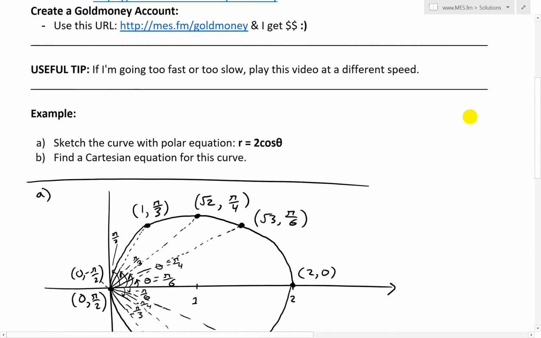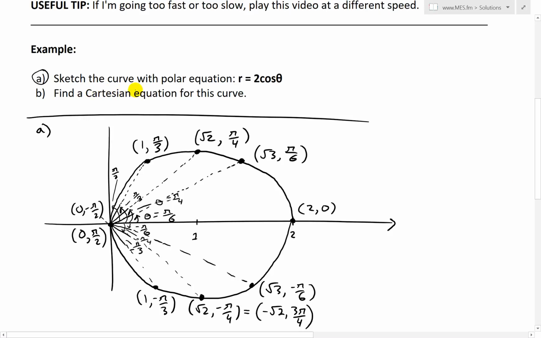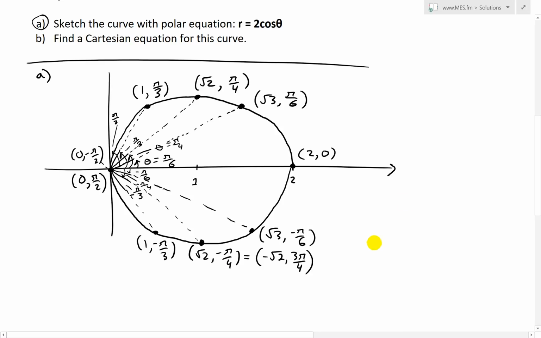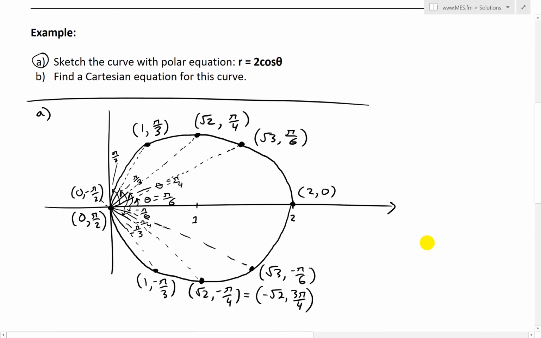To recap, question A of this example I did in my last video, so check that out, which involves sketching the curve with polar equation r equals 2 cosine theta. What I did was graph a bunch of points and then got a circle. It looks very detailed and tedious, so make sure to watch the video and see how I did that all by hand.